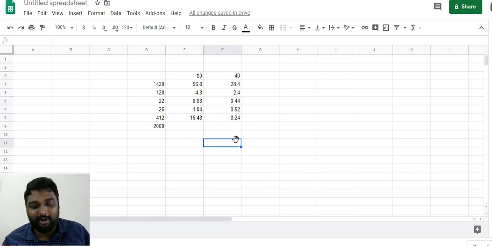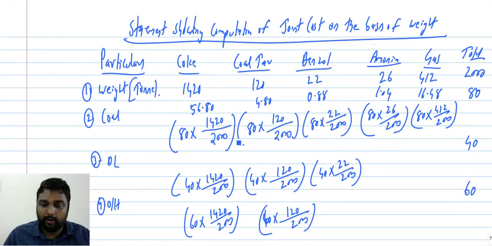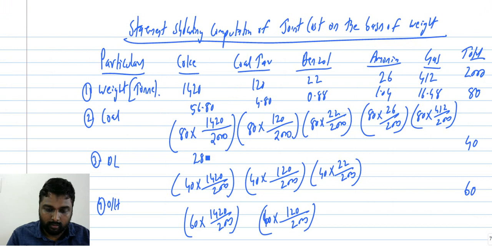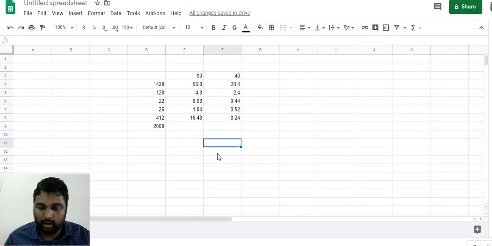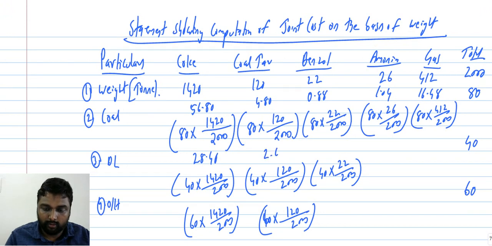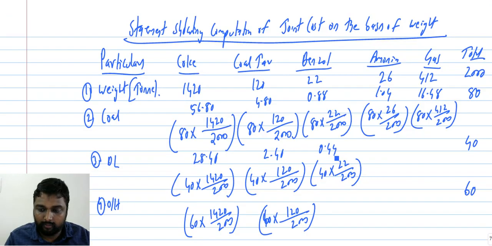You should know Excel also, so that our calculation will be easy. 28.4, 2.4, 0.52, 0.44. It will be half.